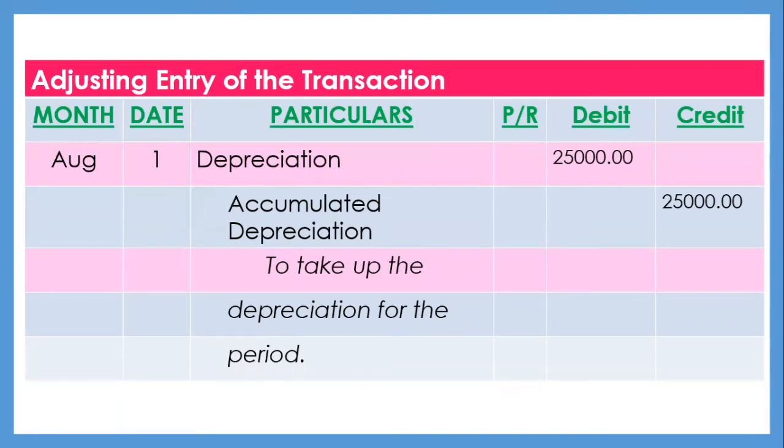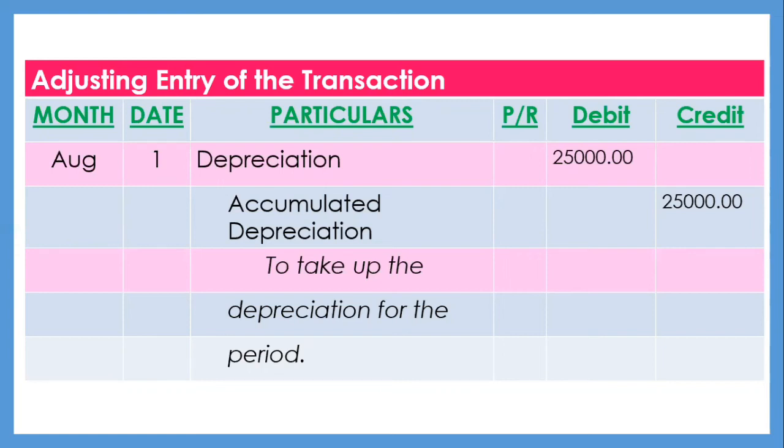This is how our adjusting entry of the transaction looks like. Again, our month is August and our date is 1. The account that we will be debiting is depreciation amounting to 25,000 pesos, and accumulated depreciation is the account to be credited amounting to 25,000 pesos. And the brief description would be to take up the depreciation for the period. So this is all about depreciation.